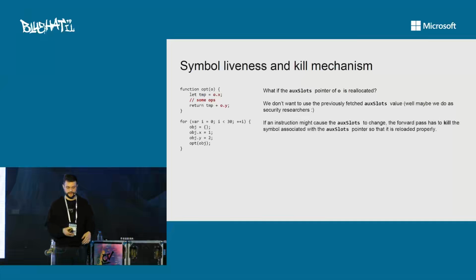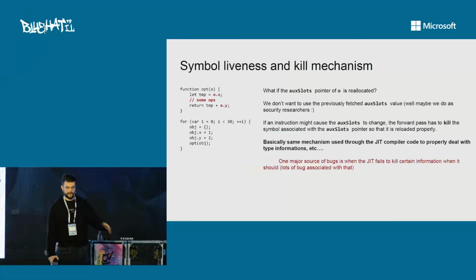Once again, this is Chakra lingo. That's what they use in the code. Which basically, in essence, is if you deal with an instruction that might, for example, cause that particular object to be reallocated, then the JIT compiler has to kill the symbol associated with it to basically say, going forward, this thing might have been completely changed, so you cannot reuse what you previously had. So that's basically when you lose refined information, and when you have those situations, you will miss some optimization opportunities.